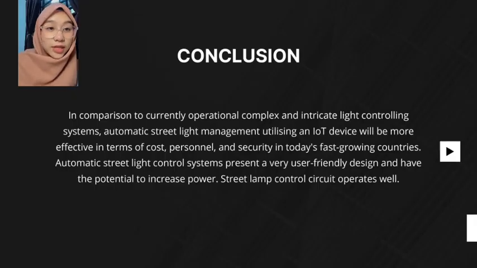For the conclusion, in comparison to currently operational complex and intricate light controlling systems, automatic street light management utilizing an Internet of Things device will be more effective in terms of cost, personnel, and security in today's fast-growing countries. The automatic street light control system presents a very user-friendly design and has the potential to increase the power. The street lamp control circuit operates well.